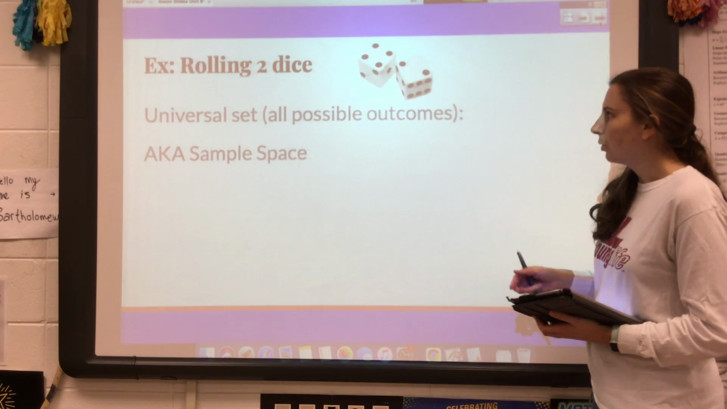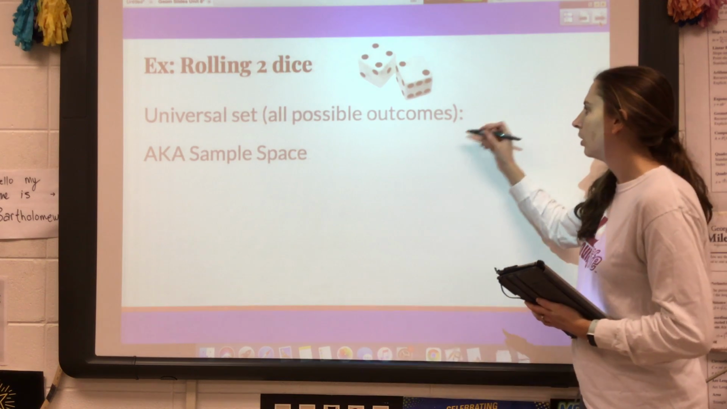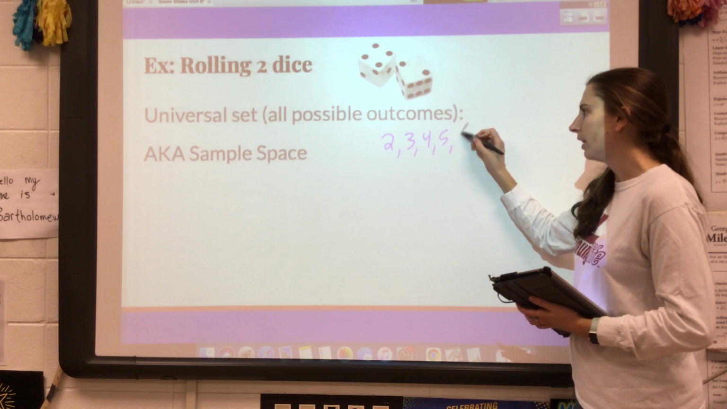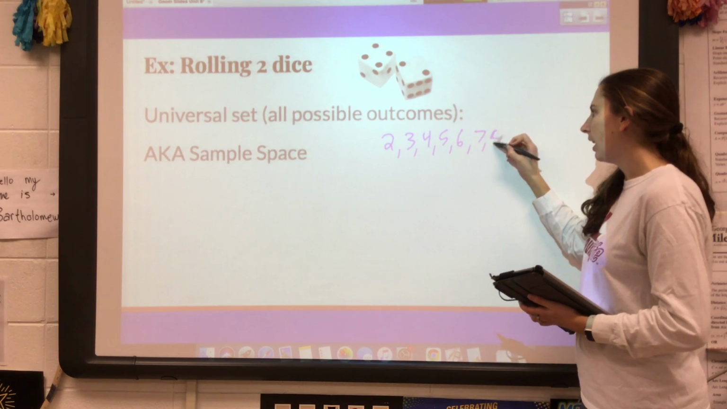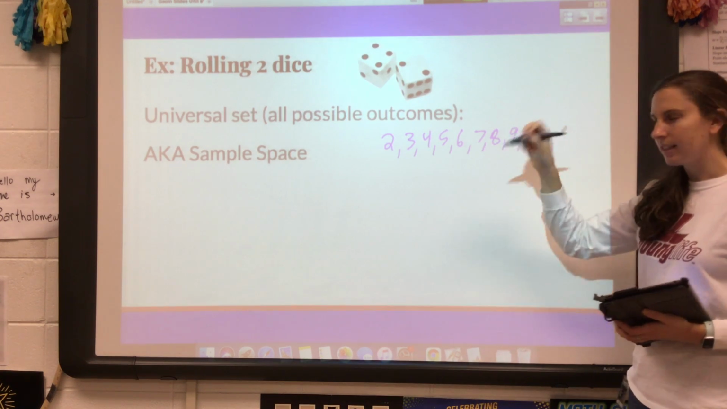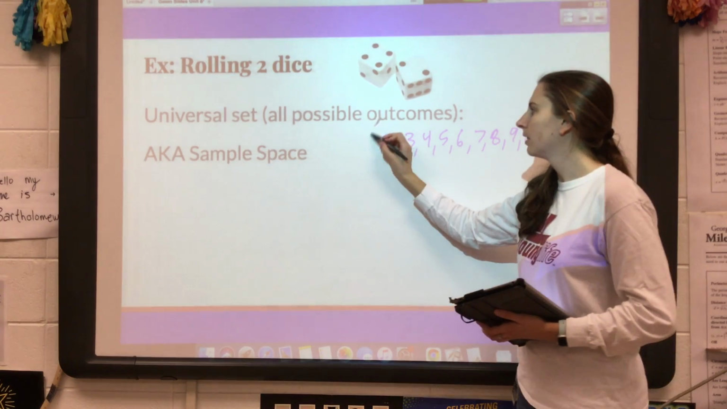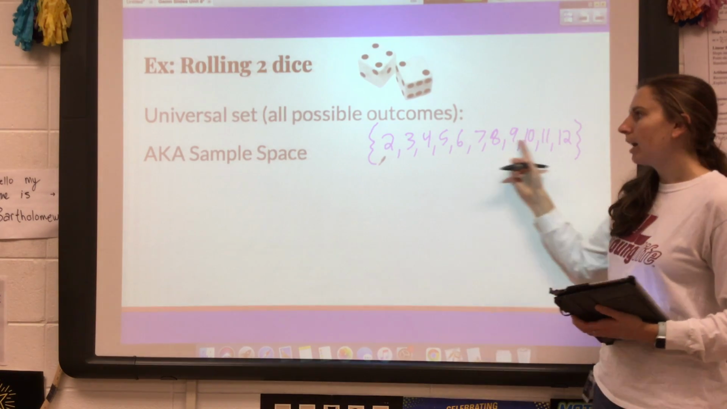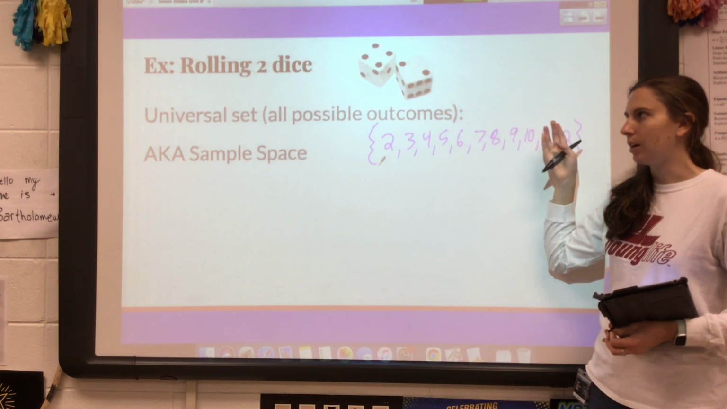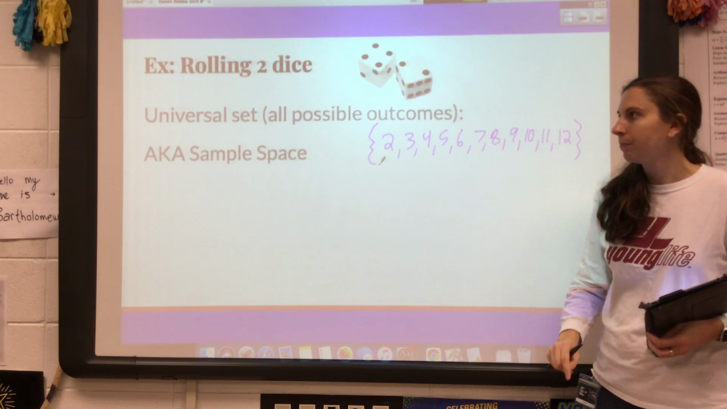So for example, when I roll 2 dice, the smallest number I could get would be a 1 and a 1, so 2. I could also get a 3, a 4, a 5, a 6, 7, 8, 9, 10, 11, and I could get 6 and 6, 12. That's the highest I could possibly get. So this right here is the universal set. It's all the possible outcomes of rolling 2 dice, or we might call it the sample space.